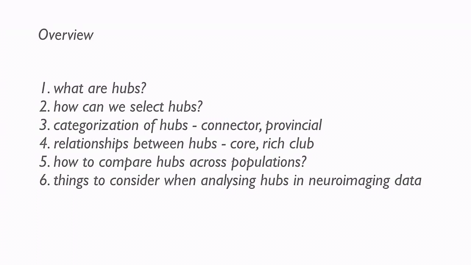These are really open questions in the field, namely, how can we compare networks, and in particular, how can we compare hub structures across networks, for example, when we do case control studies. And a final point is, what are the general things that we have to consider when we're analyzing hubs? Again, in particular, in the context of patient control studies. And like I said, these are really, really open questions.